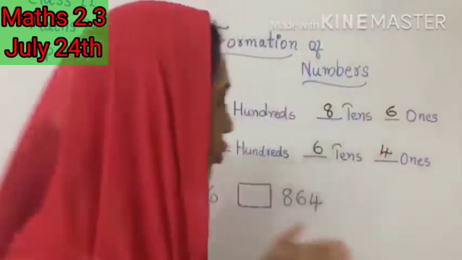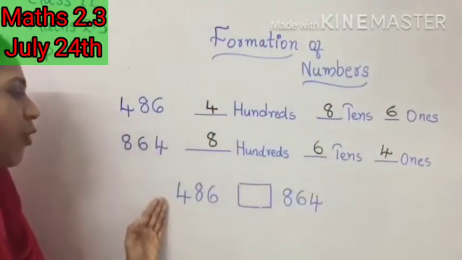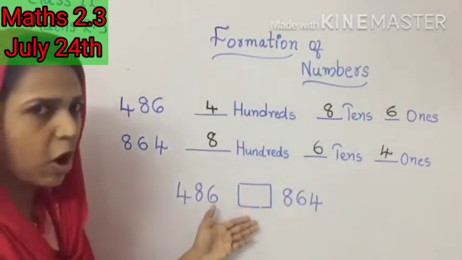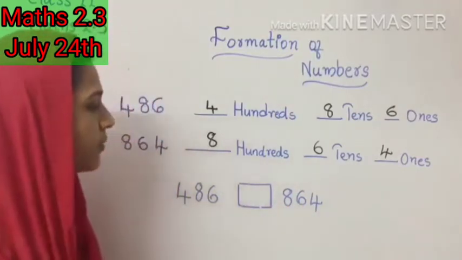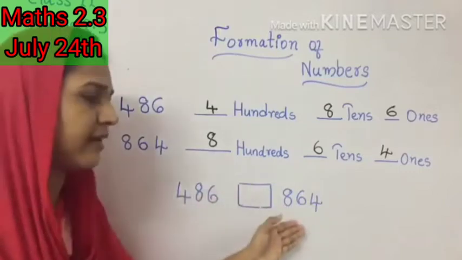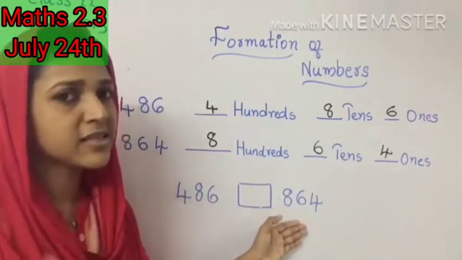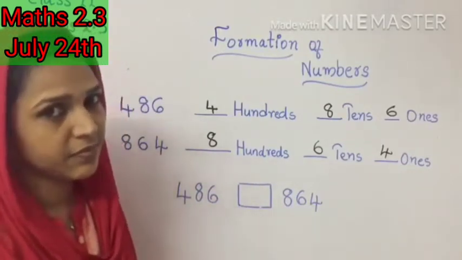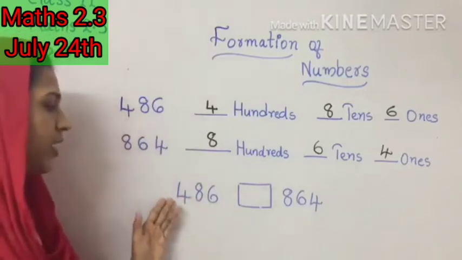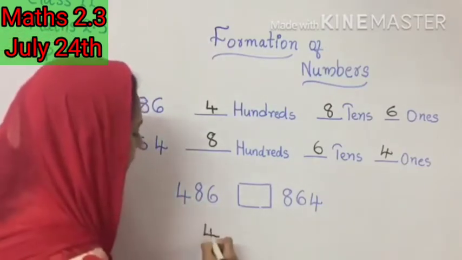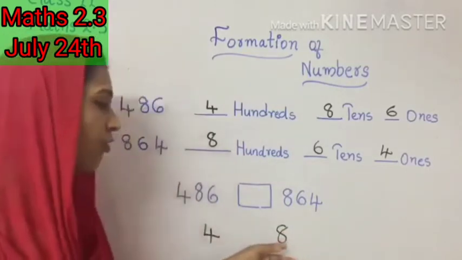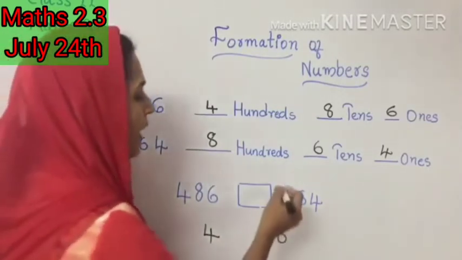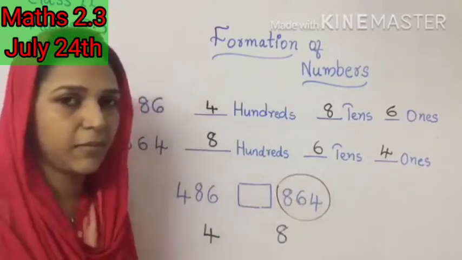Before that, again look on the board. 486, there is a box. 864. Which is the greatest one? 486 or 864? We have studied it in the previous classes. Just look on the 100 place. Here it is 4 and here it is 8. Which is the greatest number? Of course it is 8. So this number is greatest number.